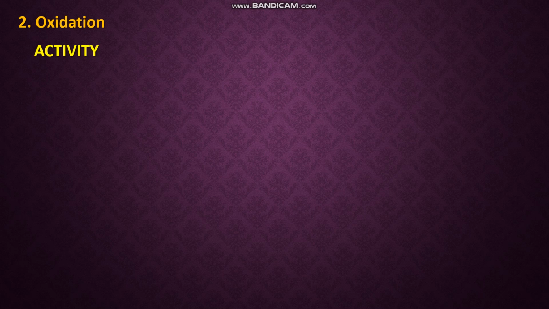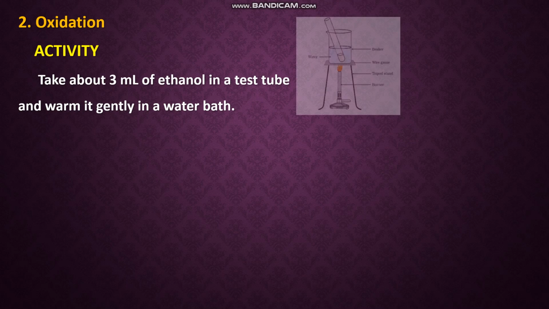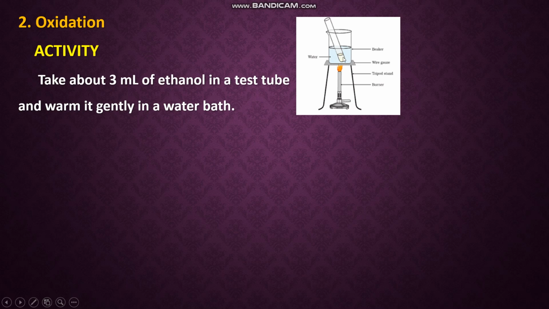Let us perform an activity to understand the oxidation of carbon compounds. Take about 3 ml of ethanol in a test tube and warm it gently in a water bath. Why is it warmed in a water bath? You know, ethanol is an alcohol. Alcohols are highly inflammable, so when heated directly, it may catch fire. That's the reason it is heated in a water bath.